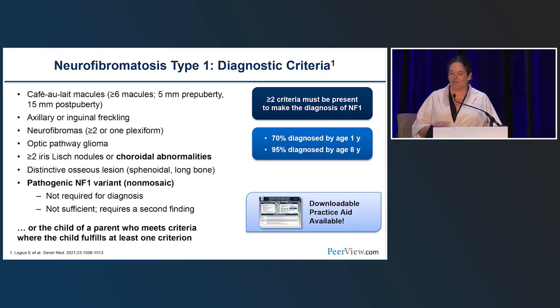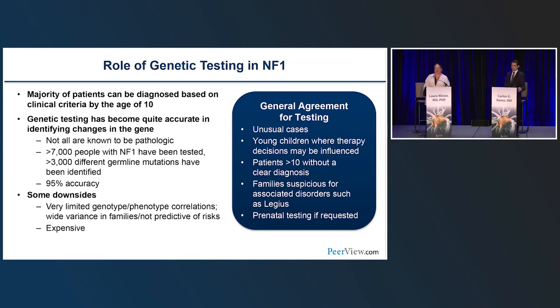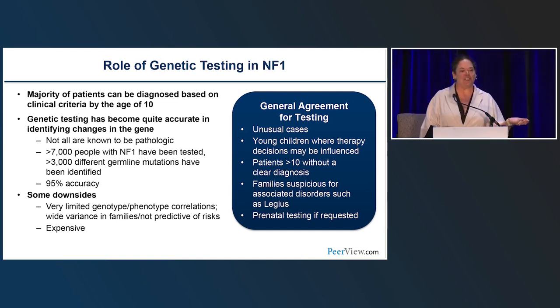So two or more of them all. About 70% of patients can be diagnosed even by age 1 and over 95% by age 8. So then when do you test? I feel like this comes up quite a lot in pediatrics. The majority of patients can be diagnosed by age 10 by the clinical criteria.